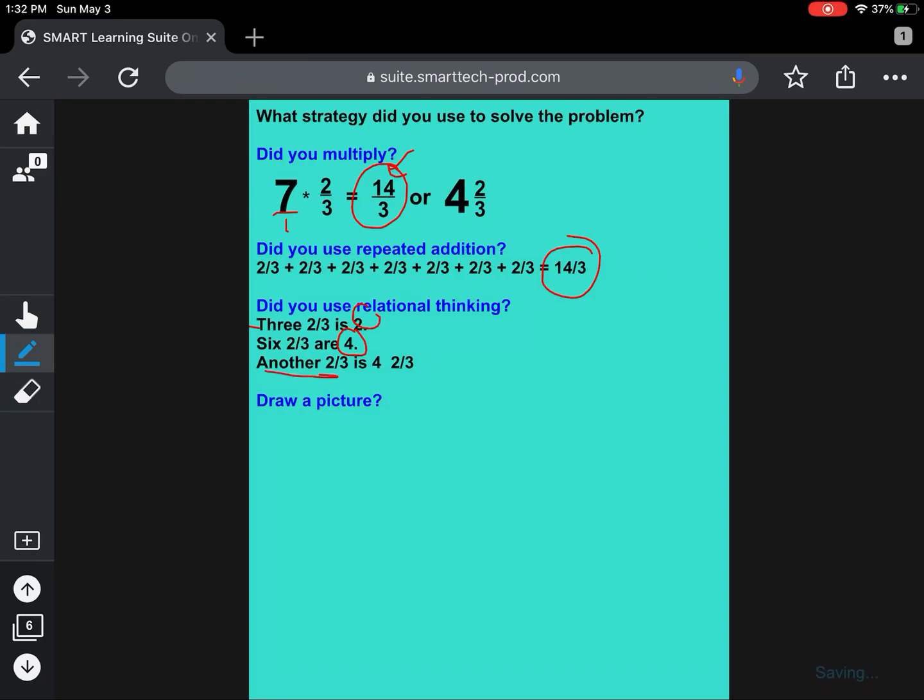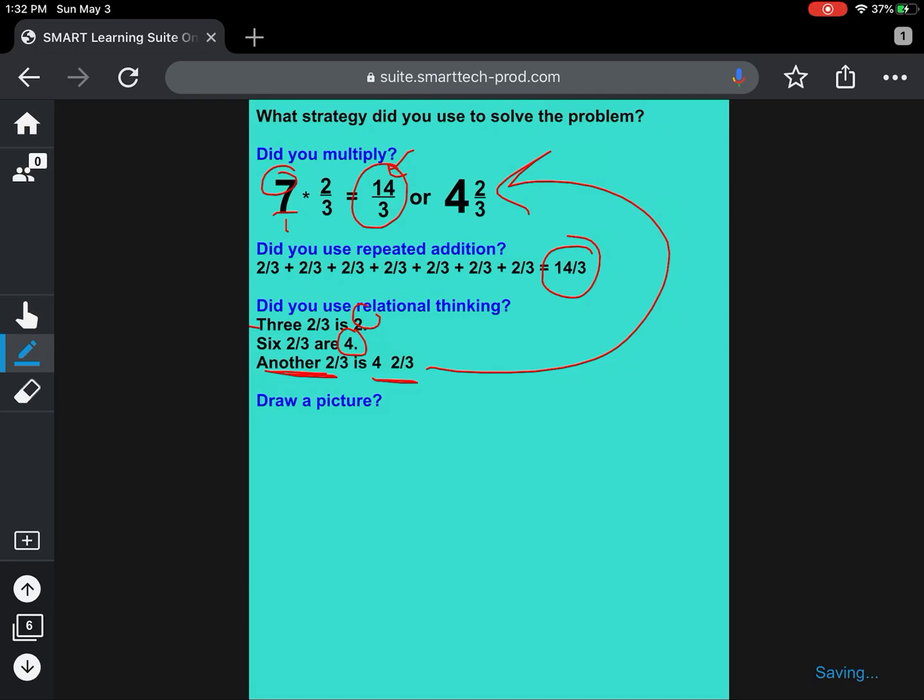And then another 2/3, because remember we need 7 2/3. You would just add on that 2/3 to the 4 and get a total of 4 2/3, which you'll see is that answer we got up there.